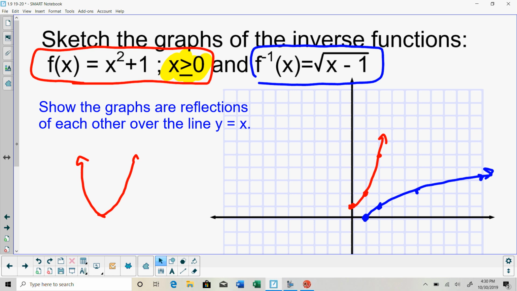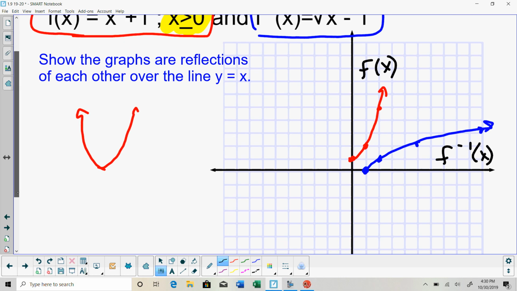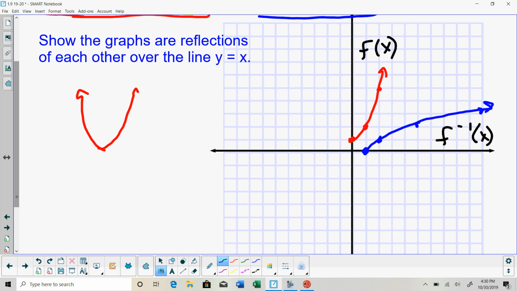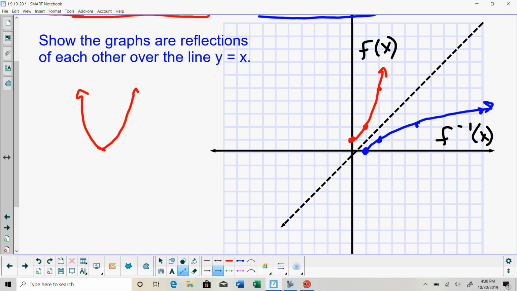And again, these two functions, this is my original graph here, this is the f of x graph. This is the f inverse of x graph. But they're both mirror images over that line y equals x. And that line y equals x looks something like this. So these two graphs are mirror images over the line y equals x.